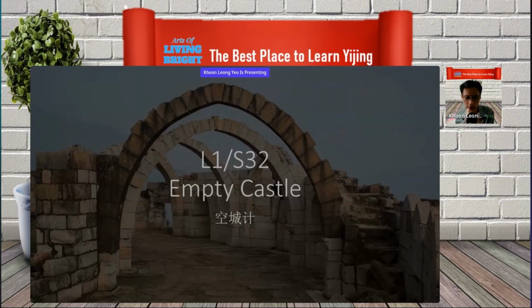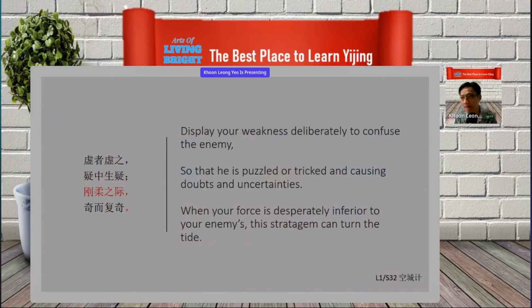Okay, let's move on to the second stratagem, stratagem 32, empty castle, 空城计. Thank you, Fiona. 空城计, empty castle. By the name itself, I think you should know that it means I open up the whole house, right? But empty. When do we use this? Let's talk about it now.